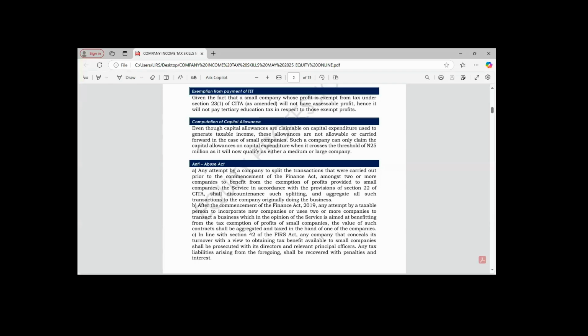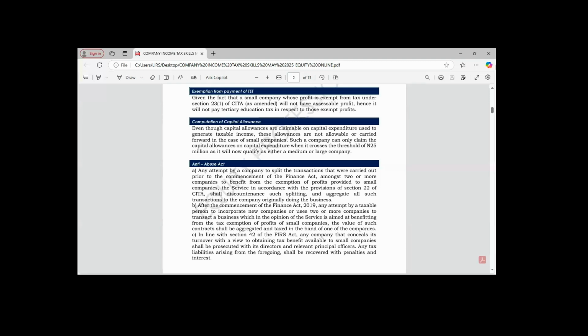So what this Anti-Abuse Act is saying is that any attempt by a taxpayer to incorporate different companies for the same purpose, in order to avoid the payment of tax, will contravene the law, and those companies will be regarded as a single entity, in which their transactions will be combined together by the relevant tax authority for the purpose of tax.